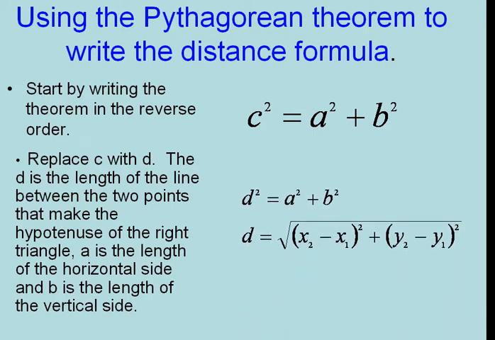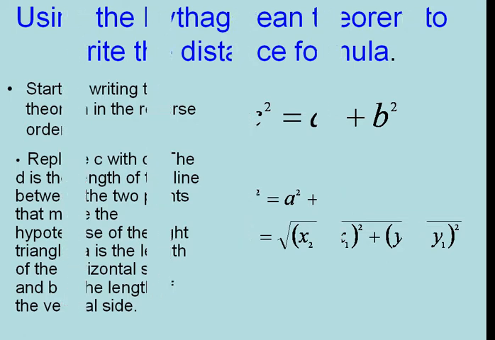So replacing c with d, and a with x2 minus x1, the horizontal distance, and b with y2 minus y1, the vertical distance, we come up with the distance formula. d equals the square root of (x2 minus x1) in brackets to be squared plus (y2 minus y1) in brackets to be squared.